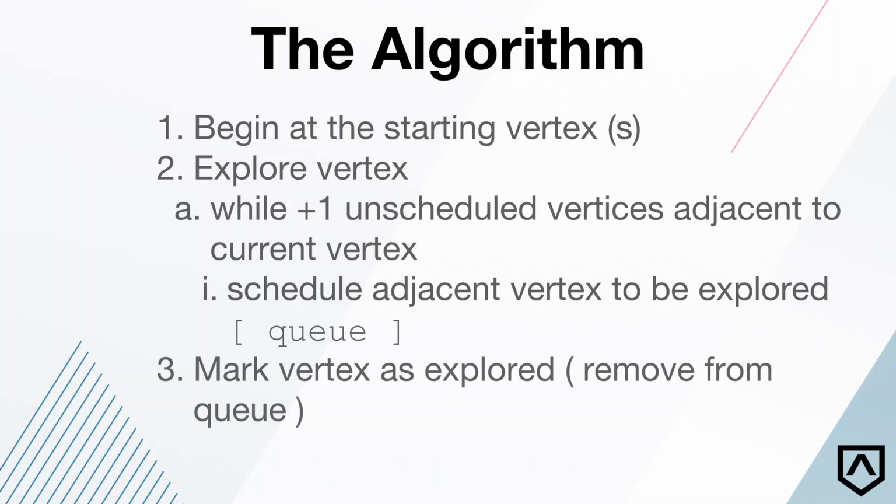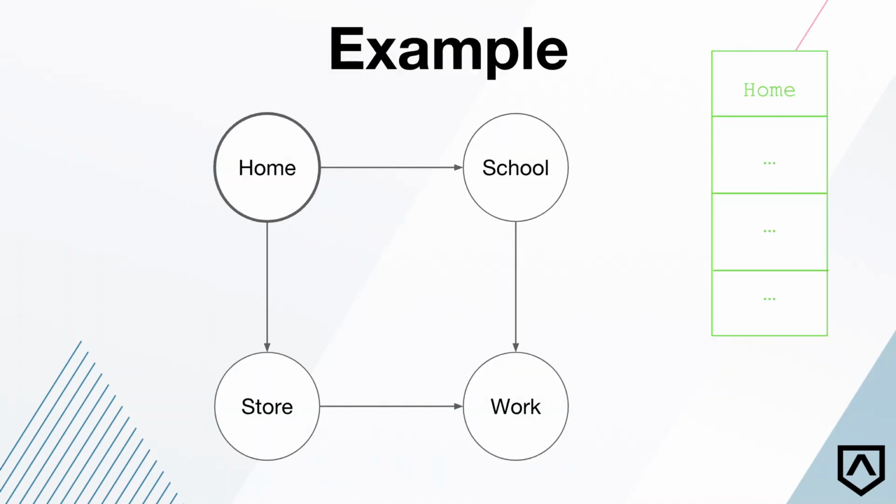Okay, and then so you'll continue to schedule all the vertices adjacent to your current vertex, and then once you've scheduled everything around whatever vertex you're currently exploring, you can mark that vertex as explored, remove it from the queue. You don't need to come back to it. Okay, so what does this actually look like?